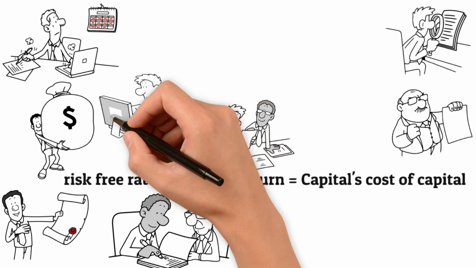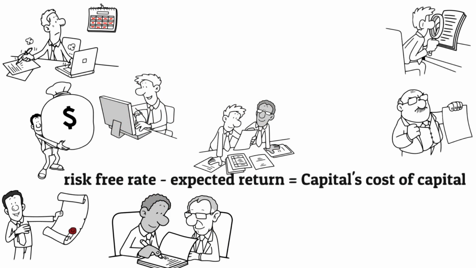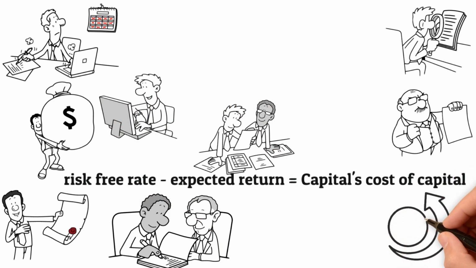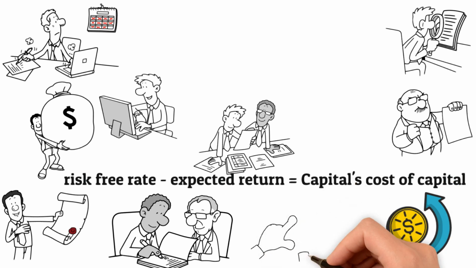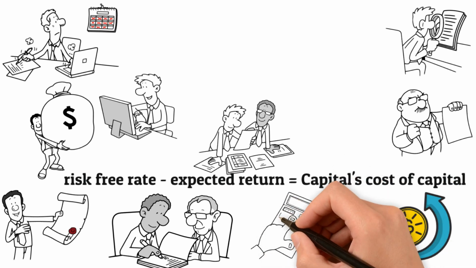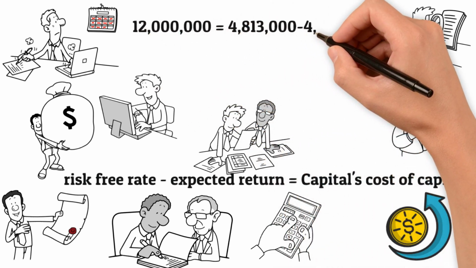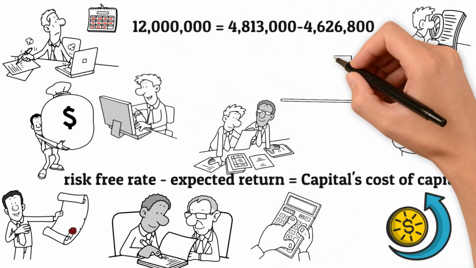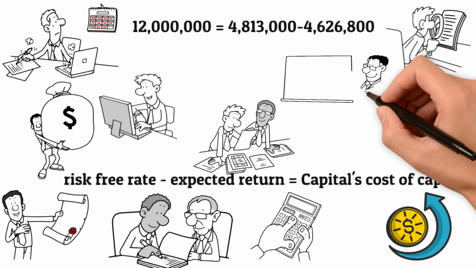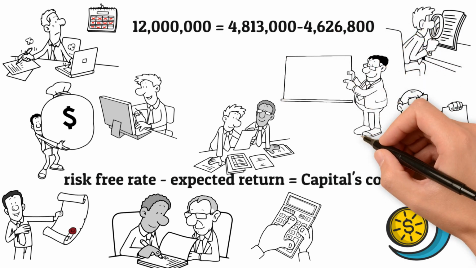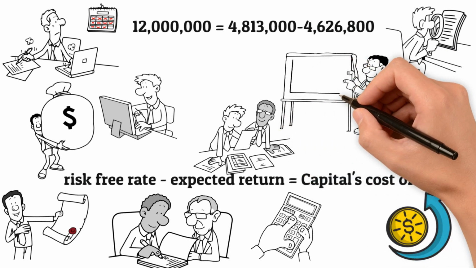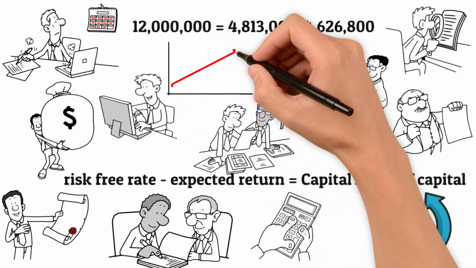The calculation is straightforward. We need to find the total cost of production that's needed for sales to be equal to total costs. That happens by subtracting the contribution margin from total sales. $12 million equals $4,813,000 to $4,626,800. Break-even analysis can help a company determine when they will be profitable or not at a certain level of output and specified price point.